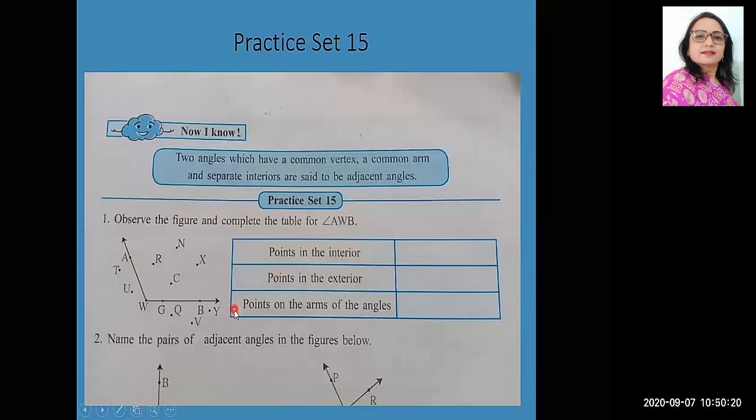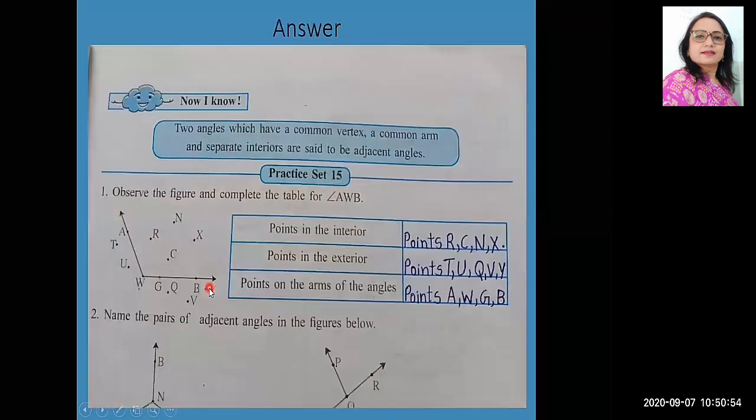Okay. Last question is points on the arms of the angle. Which points are on the arms of the angle? Yes. Very good. Point A, point W, point G, and point B. These are the points on the arms of the angle. Very good, students. Now stop chatting in the chat box. Okay. This is the answer. You can take a screenshot of this.